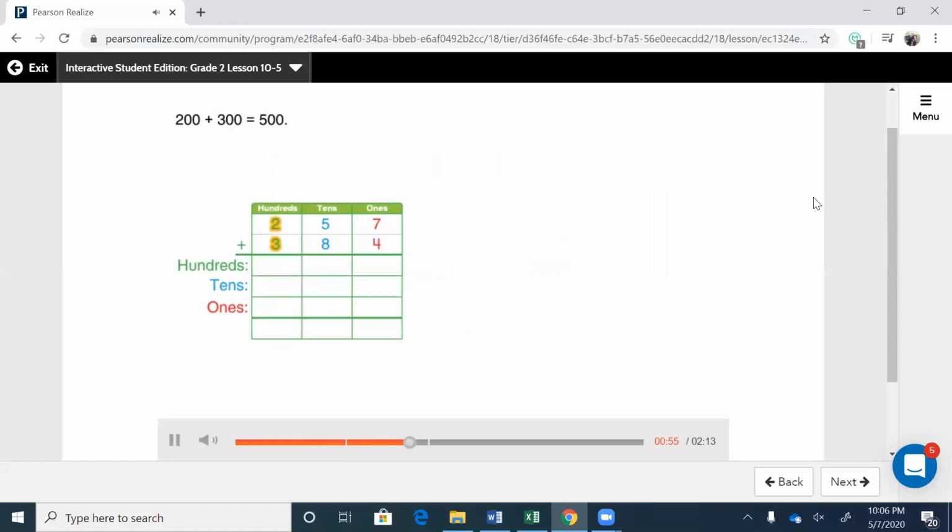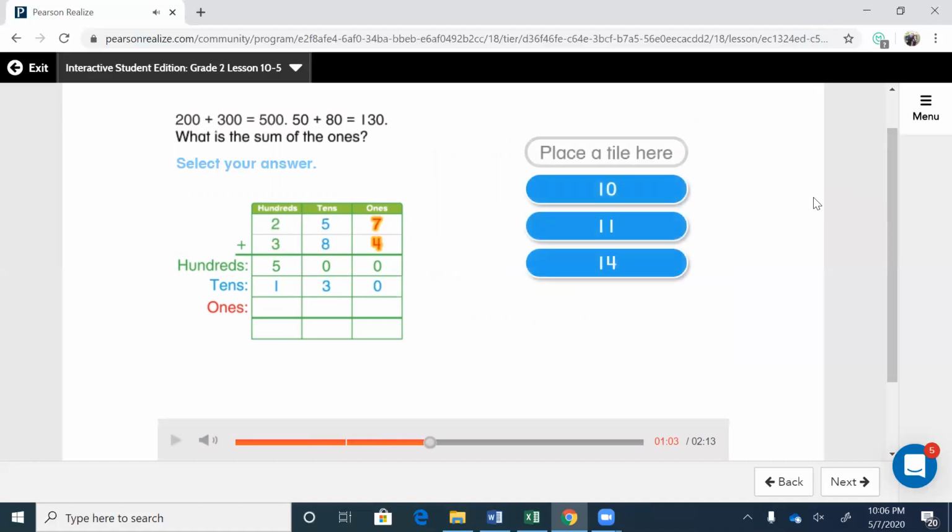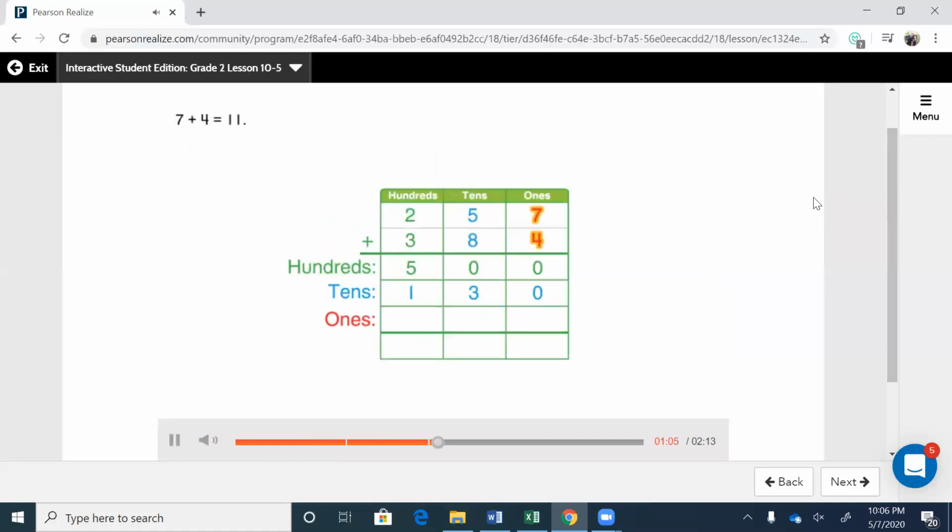200 plus 300 equals 500. 50 plus 80 equals 130. What is the sum of the ones? Select your answer. 7 plus 4 equals 11. The partial sums are 500, 130, and 11. Next, add the partial sums to find the sum. 500 plus 130 plus 11 equals 641. So 257 plus 384 equals 641.